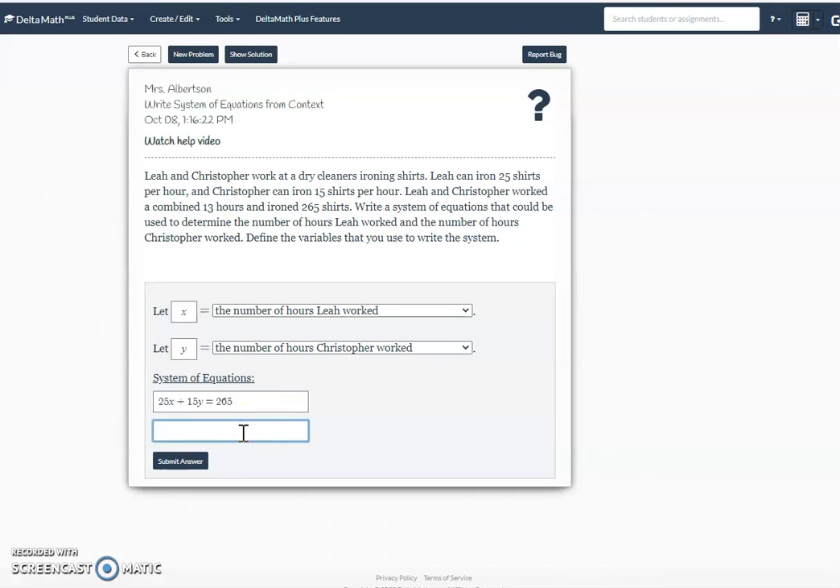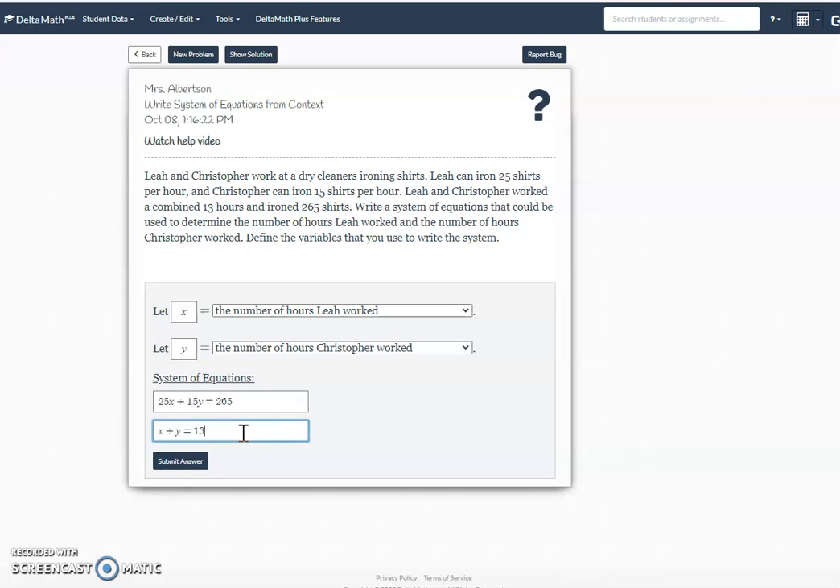All right, now the next piece of information that we know is that Leah and Christopher worked a combined 13 hours. That means in total they worked 13 hours. So if I take the number of hours Leah worked, which is X, plus the number of hours that Christopher worked, it should equal 13.